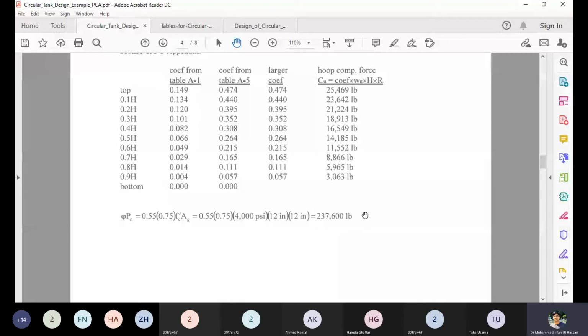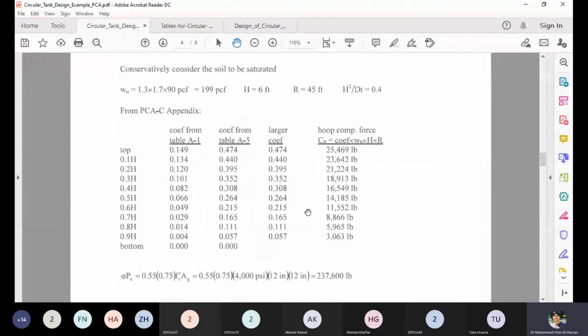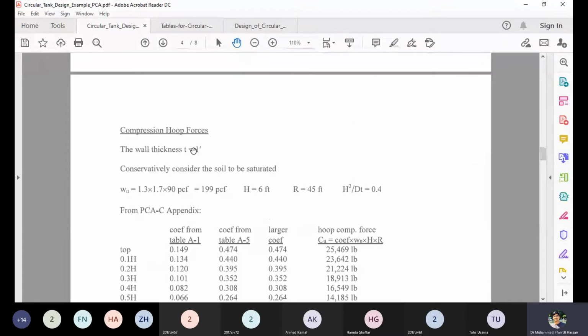So this comes out to be 237,600 pound, and it's much larger than our maximum compressive force. None of the compressive force is very close to that. So it means that in compression the concrete is much stiffer, and the soil load is not making any extra stresses that we need to change the thickness of the concrete. So this was the second solution for the soil loading.